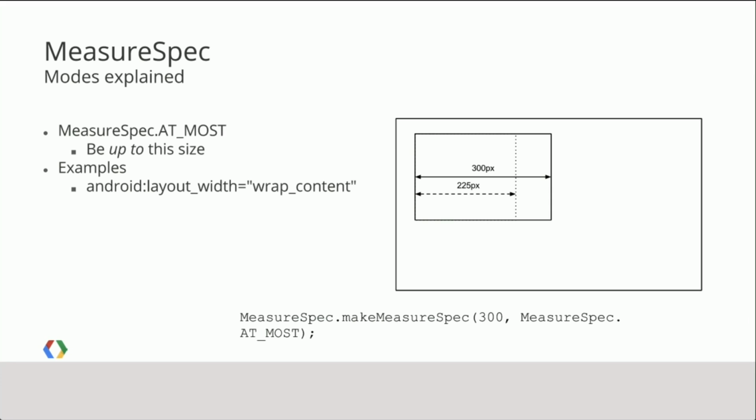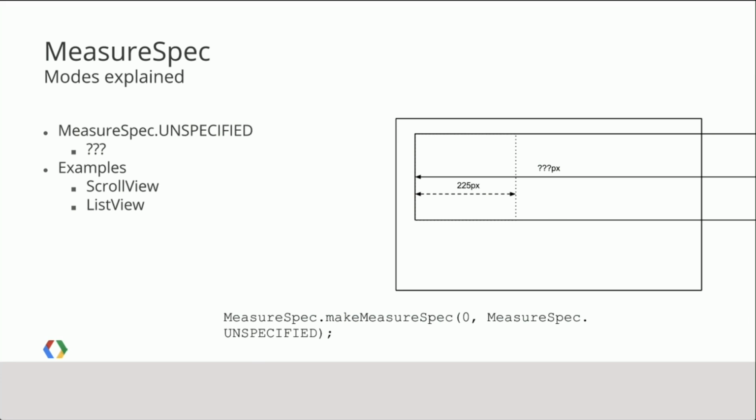So at most specifies an upper bound with the implication that the view should usually be conservative with that. The measured size should always be less than or equal to the size reported in the measure spec. When you give a view a width of wrap content, then the stock framework layouts will use at most to measure that child. The view has the option of consuming up to that specified size if it really wants to.